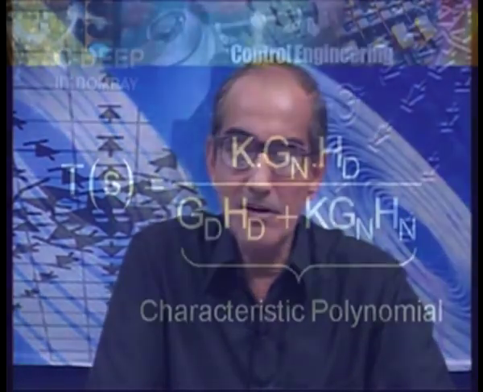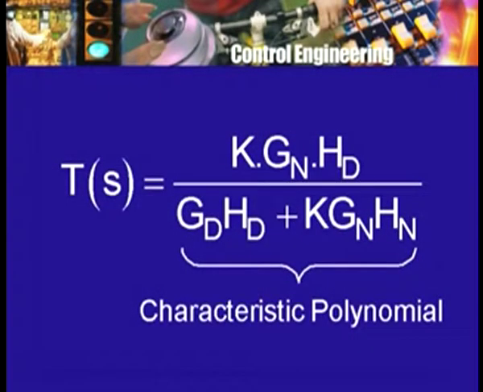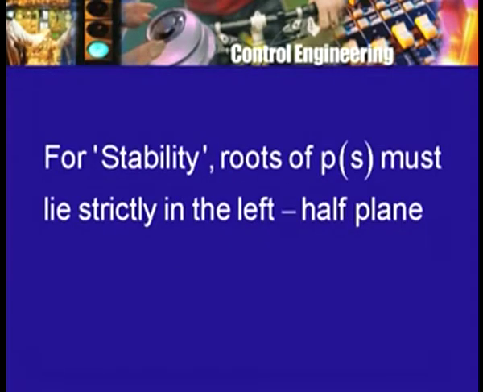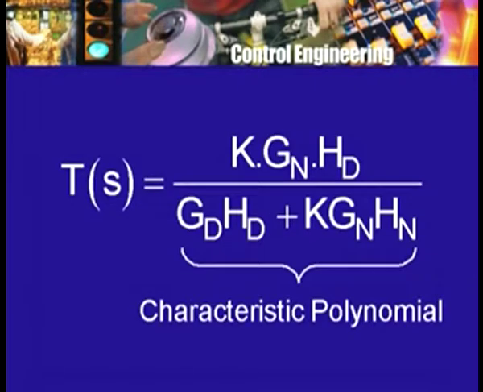There is a numerator of this T(s), GN into HD, which is a mixture which has the numerator part of G, but it has the denominator part of H. Now, this numerator also can have influence on the response, but I am not going to look at it, more involved kind of thing, and these contribute the zeros of T(s). I am not looking at the zeros of T(s), we are only going to look at the poles of T(s). For stability, the poles of T(s) should all be strictly in the left half plane. So, this is what we are going to look at, GD HD plus K GN HN.